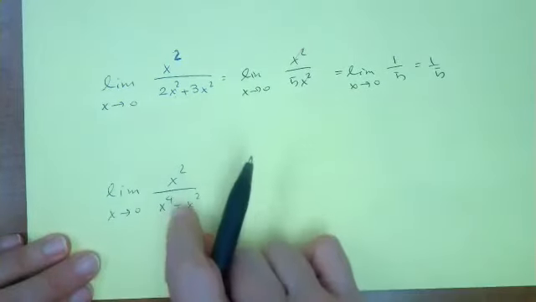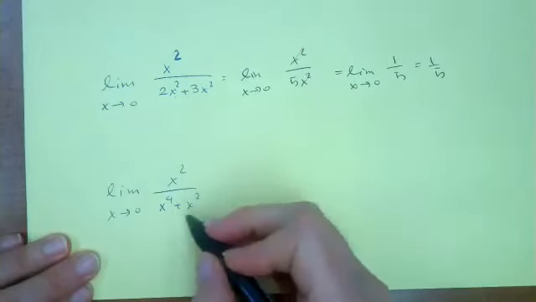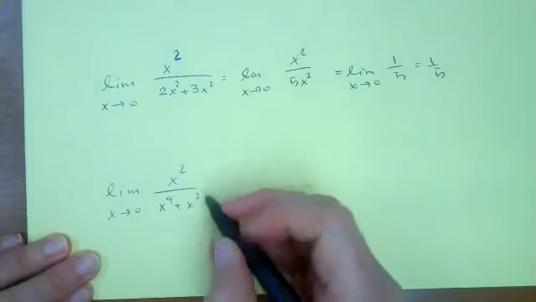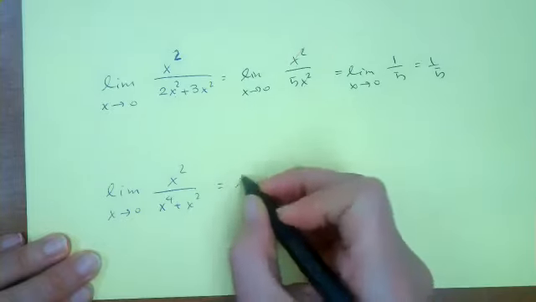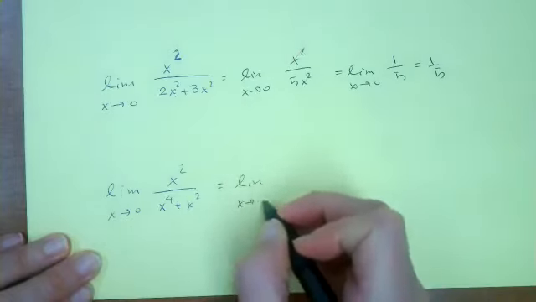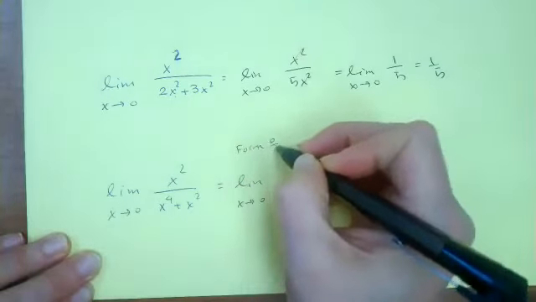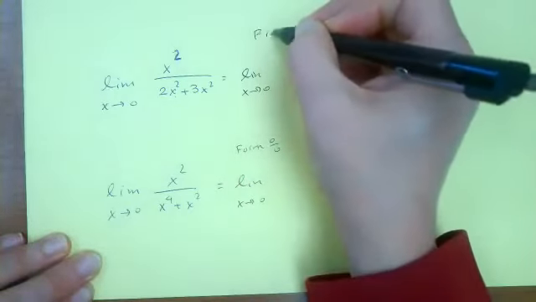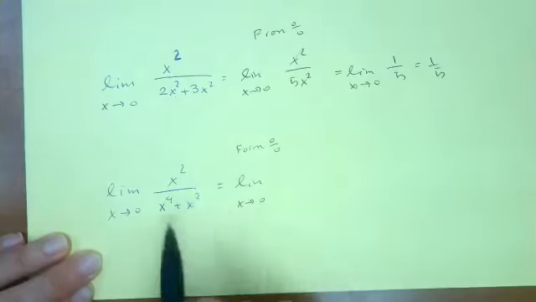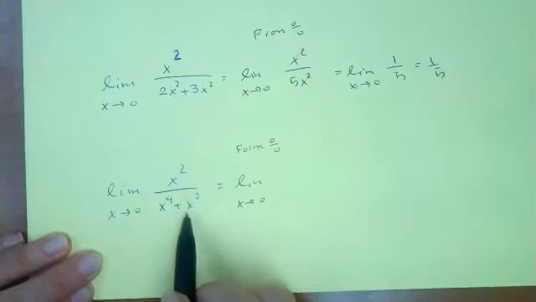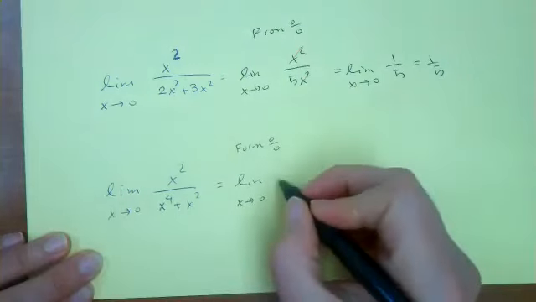Last one, limit of x squared over quantity x to the 4th plus x squared, as x goes to 0. Again, it's the form 0 over 0. All of these are form 0 over 0. And I know the factor that I want to get rid of is x squared.